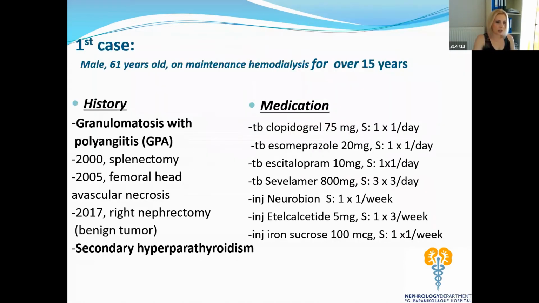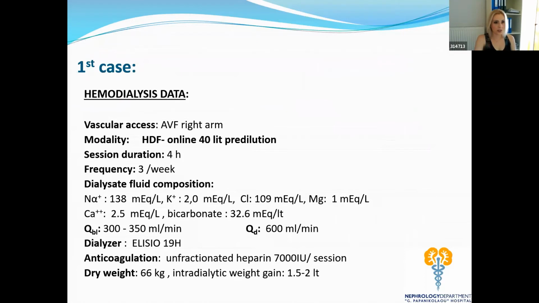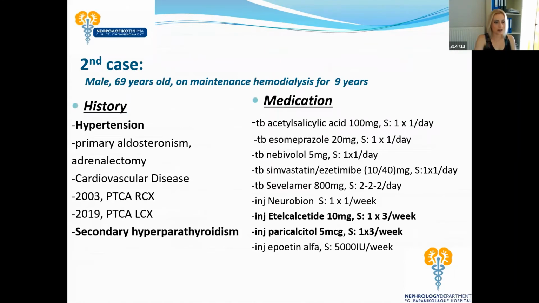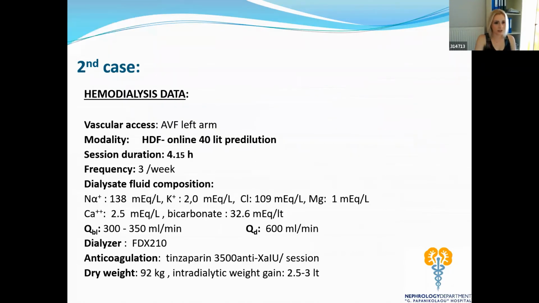So our first case is a male, 61 years old, with a history of GPA, on maintenance hemodialysis for the last 15 years, and his main complaint was moderate to severe itching. Here is his hemodialysis data sheet. As you can see, he's on online hemodiafiltration pre-dilution 4 hours thrice weekly. Our second case is a 69-year-old male with severe secondary hyperparathyroidism in need of maximum doses of etelcalcetide and paricalcitol. Here is his hemodialysis data sheet.